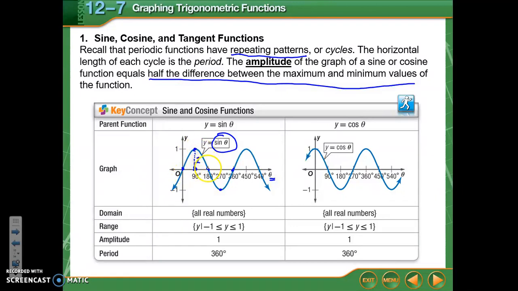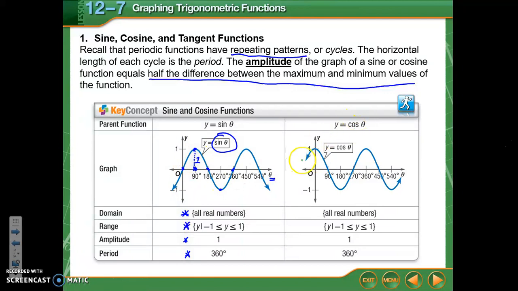It goes up 1 above the x-axis, down 1 below. So the total distance from the highest point 1 to the lowest point -1 is 2, but the amplitude is 1. It's just the distance from the midline to its maximum or minimum point. The domain of sine is all real numbers. Notice its range with no transformations goes from -1 to +1. So the biggest that sine can be is 1, and the smallest it can be is -1. Its amplitude is 1, and again, without any transformations, its period is 360 degrees. It repeats every 360 degrees.